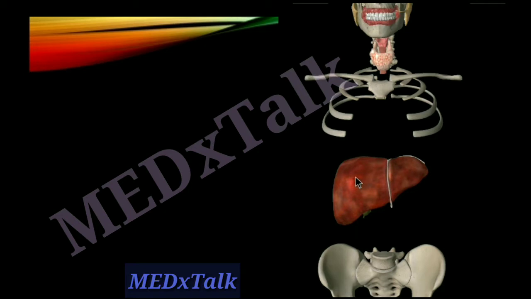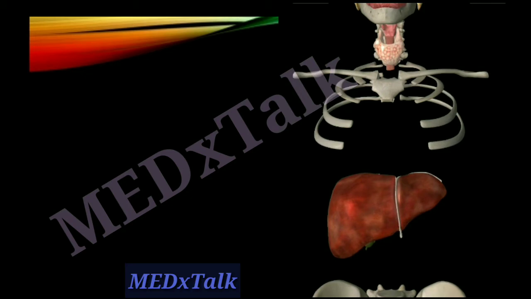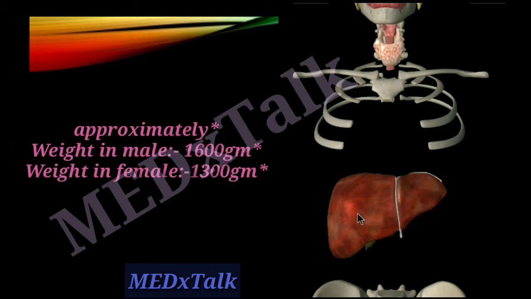Now we discuss the anatomy of the liver. In the living subject, the liver is reddish brown in color and soft in consistency. The liver weighs about 1600 grams in males and about 1300 grams in females. The liver is the largest gland in the body and it secretes bile and performs various metabolic functions.